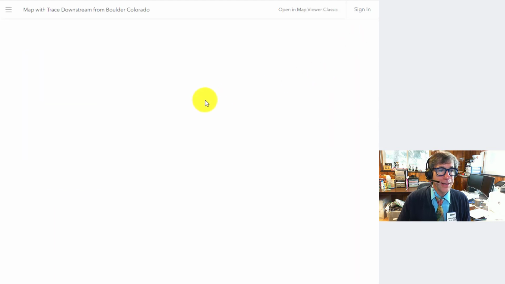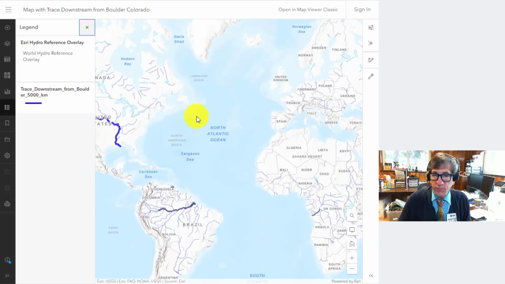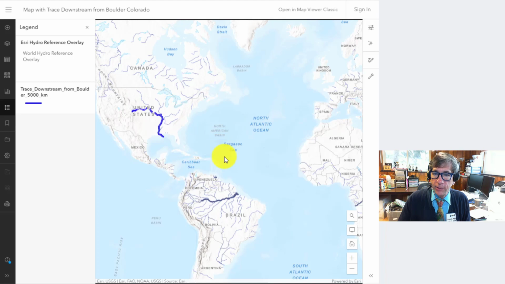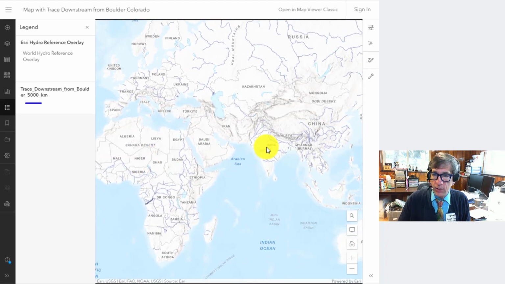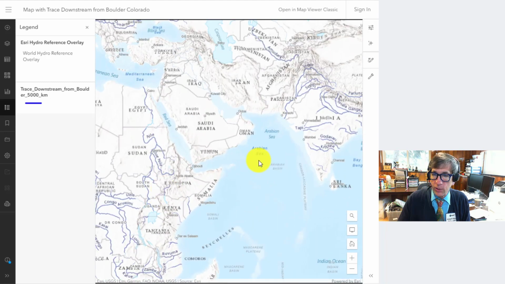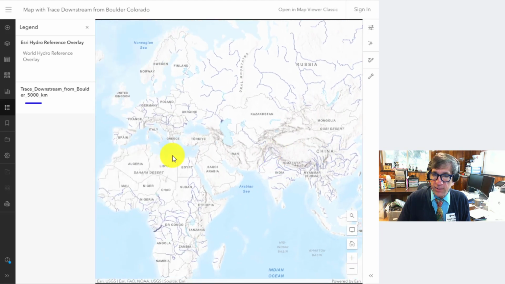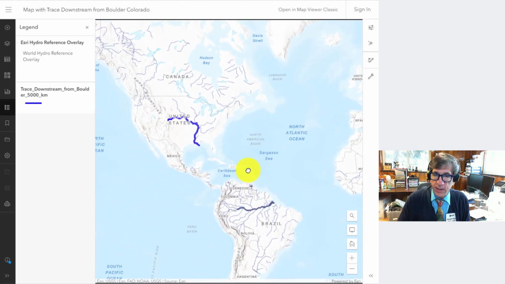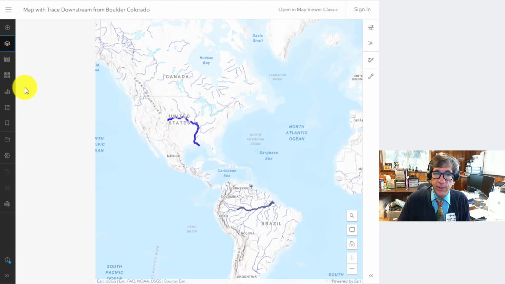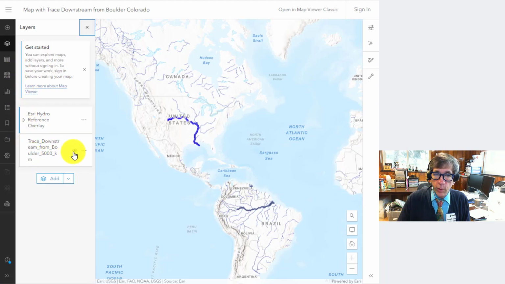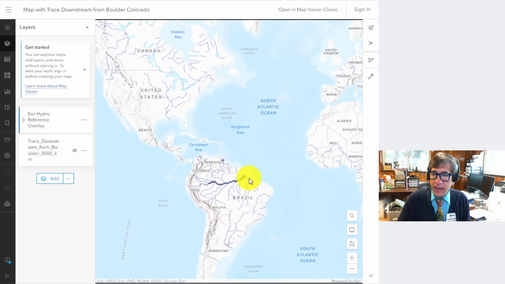Look at the ArcHydro layer, which is part of the Living Atlas of the World. You've got river systems all over the world, and at this scale, you're seeing major rivers, right? The Nile, the Ganges, the Yangtze, the Mississippi, the Missouri, the Amazon, etc. Okay, so let's go ahead and adjust what we're seeing right now. At this scale, we see major rivers and their tributaries.